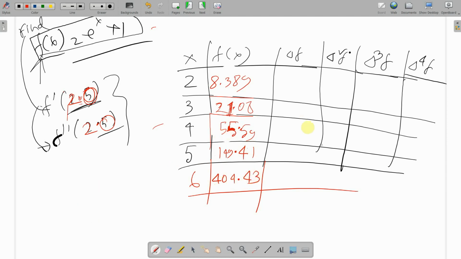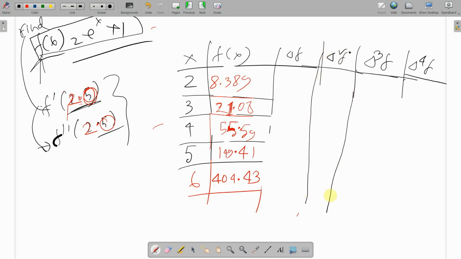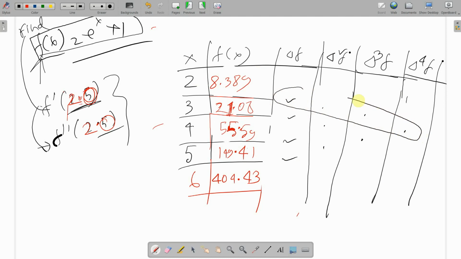Okay, now from here you can get the result. What value you can get? You can get the value of delta f, delta square f, delta cube f and delta to the power 4 f. So this value you will be getting. For the next one you will be having this value and this value, up to delta to the 4 f you can go. So at 2, these values will be your delta f, delta square f, delta cube f and delta to the 4 f.